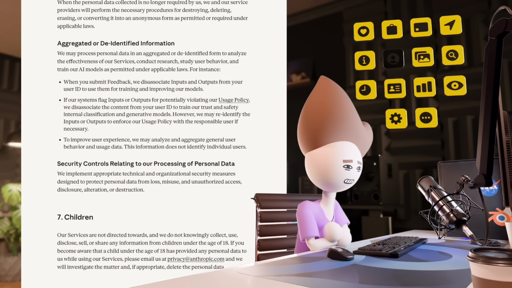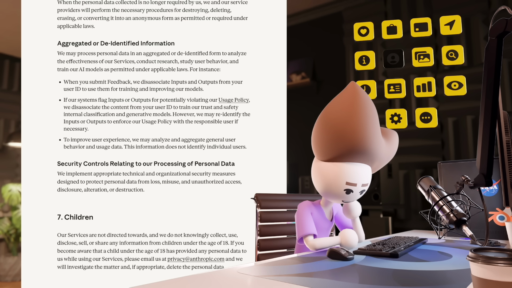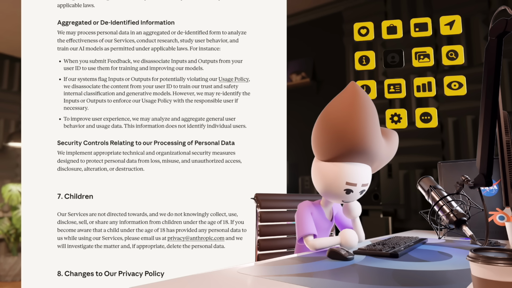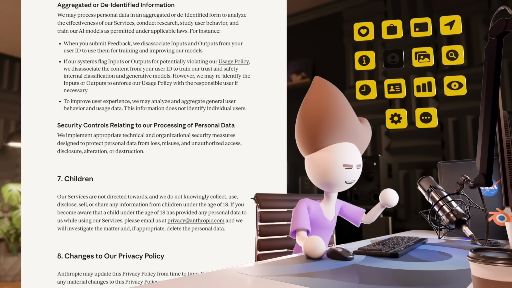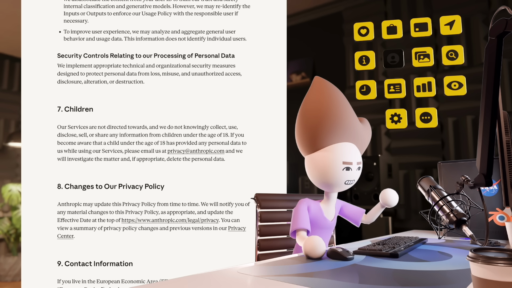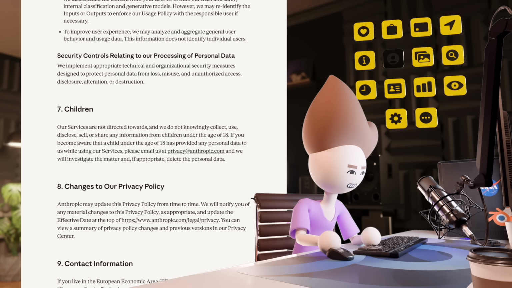To improve our user experience, we may analyze and aggregate user behavior and usage data. This information does not identify individual users. Security controls related to our processing of personal data. We implement appropriate technical and organizational security measures designed to protect personal data from loss, misuse, or unauthorized access, disclosure, alteration, or destruction. Children. Our service is not directed towards, and we do not knowingly collect, use, disclose, sell, or share any information from children under the age of 18.